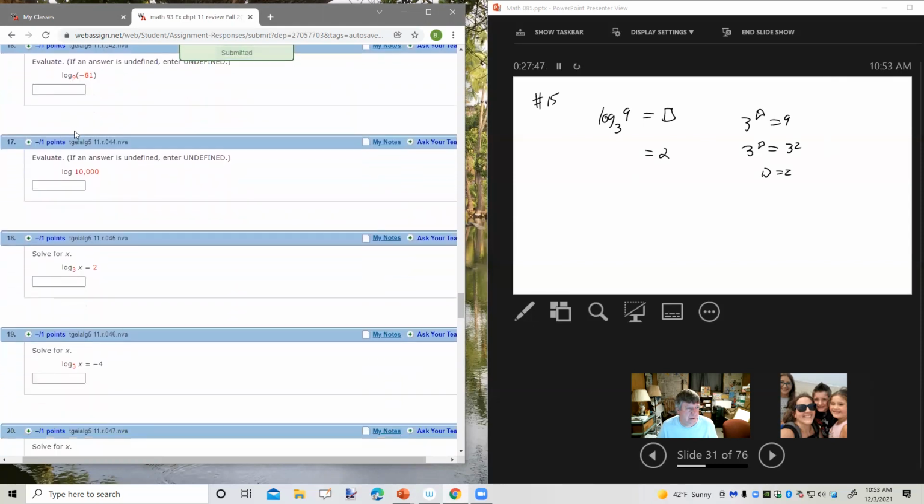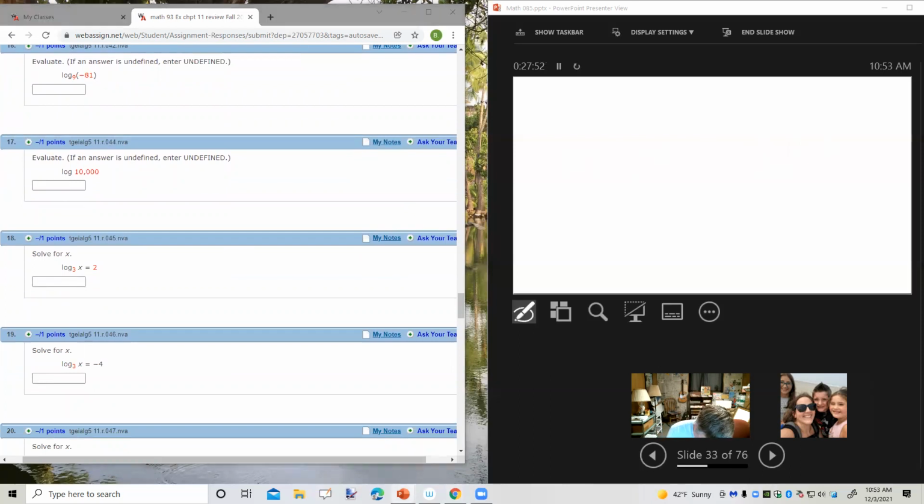And number 16. Log base 9 of -81. You can't take the log of a negative number, so this is, they call it undefined, and it's in capitals, undefined. Okay, capital lock off.